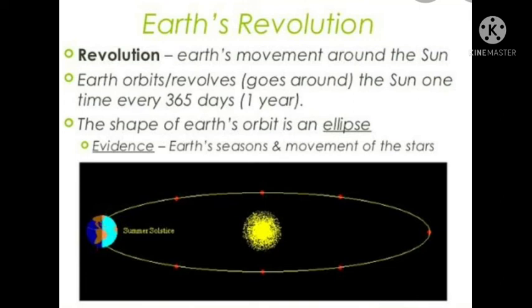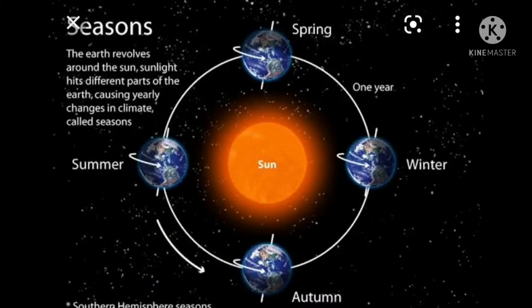Now we will discuss the result or the importance of the revolution of the earth. The movement of the earth around the sun causes change of seasons. We experience spring, summer, monsoon, autumn, and winter depending on the amount of sunlight that we get at different times of the year.